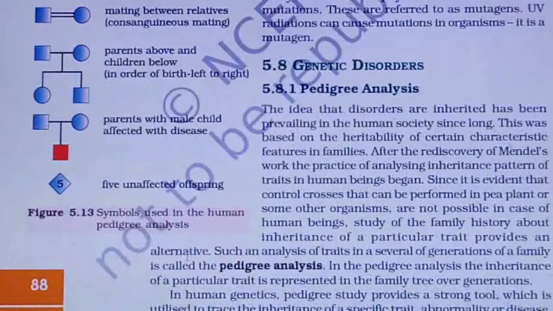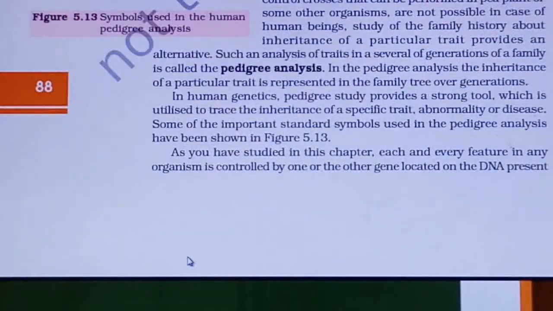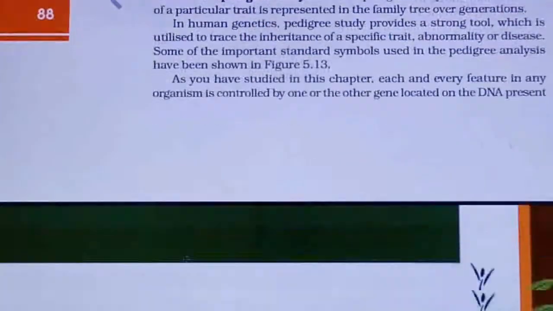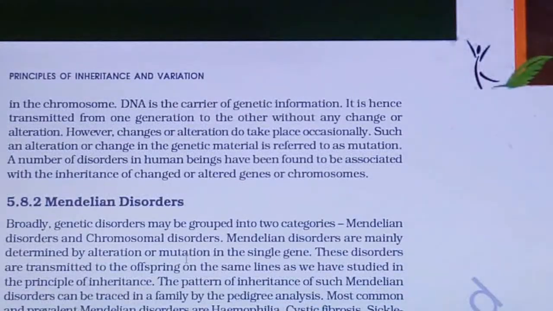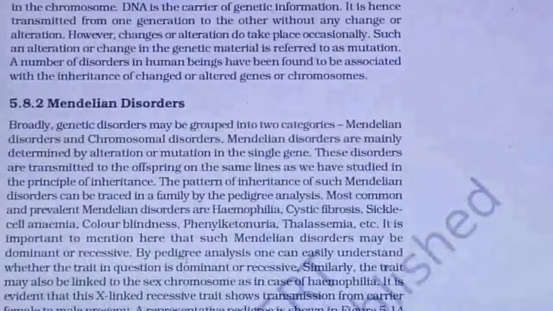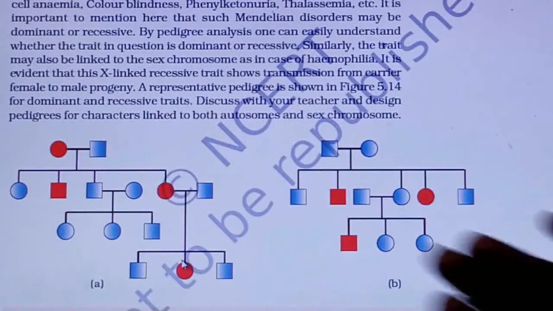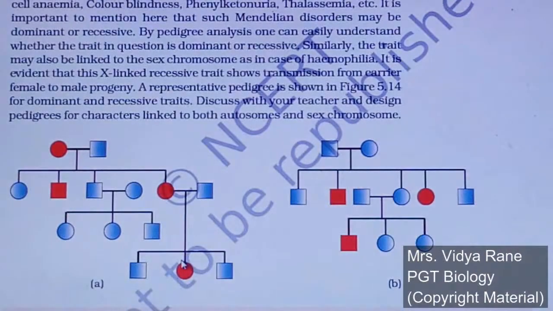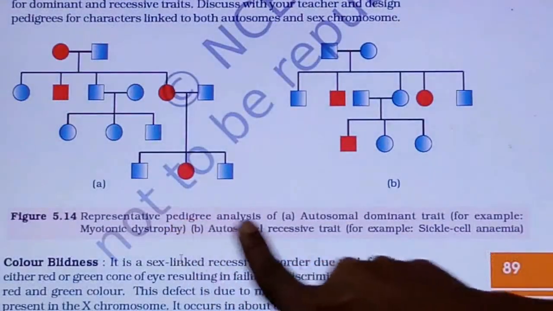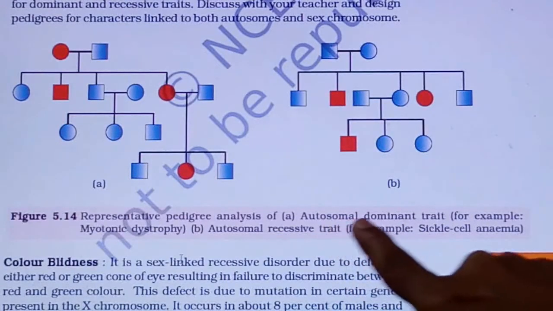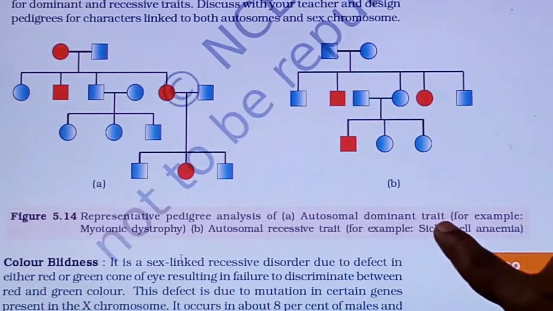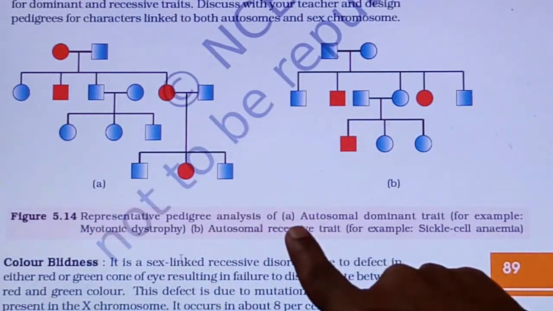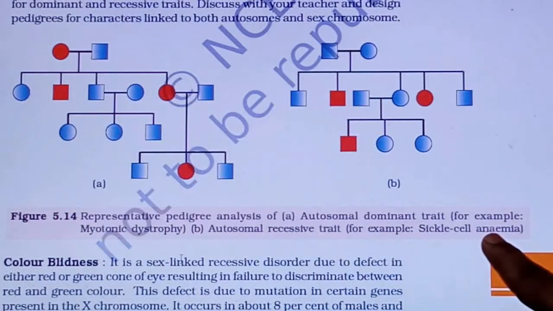Now based on this, how will the question be asked? See here, in pedigree analysis, you have to prepare the definition for 1 mark, and next they will give some kind of charts, right? So see, this is the pedigree chart. Based on that you have to explain. One more thing you have to highlight over here: autosomal dominant trait is there. Give the example, that is myotonic dystrophy, and the autosomal recessive trait example is sickle cell anemia.